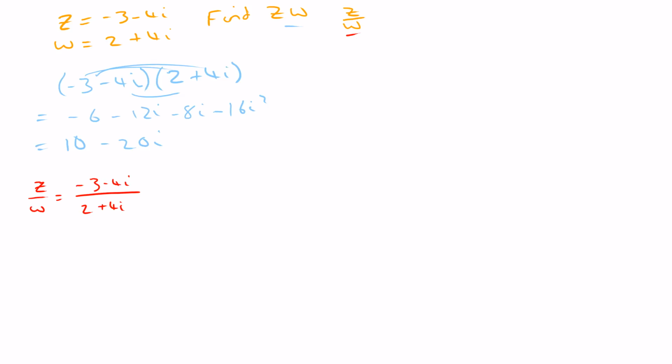We can multiply by the conjugate, top and bottom. So we will be multiplying by 1, but multiply by 2 minus 4i over 2 minus 4i. So we've made the imaginary part of the denominator negative, and this should cancel out to give us some nice numbers. So that'll give us -3 minus 4i times 2 minus 4i on top, and 2 plus 4i times 2 minus 4i on the bottom.